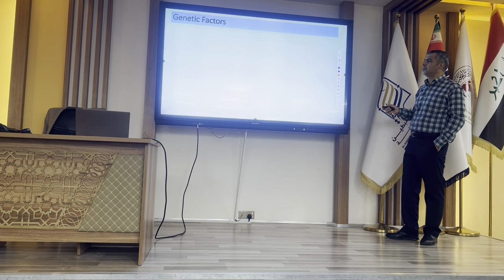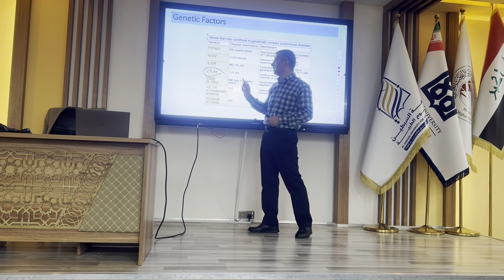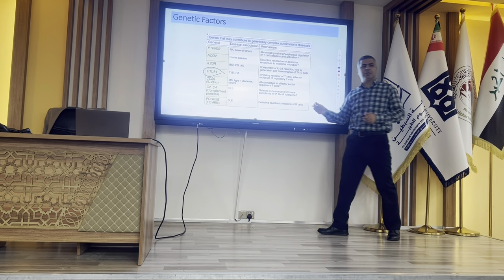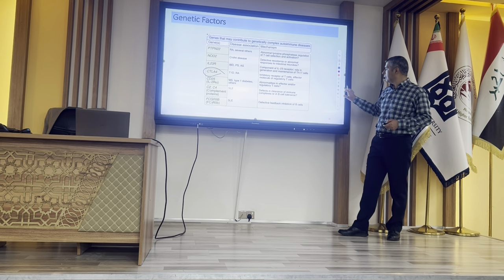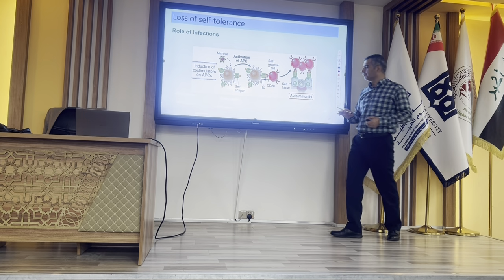Let me skip these tables. You do not need to memorize the content of these tables. They are examples of mutations. For example, you can see here CTLA4, genes that are involved in autoimmune diseases. You do not need to memorize them.